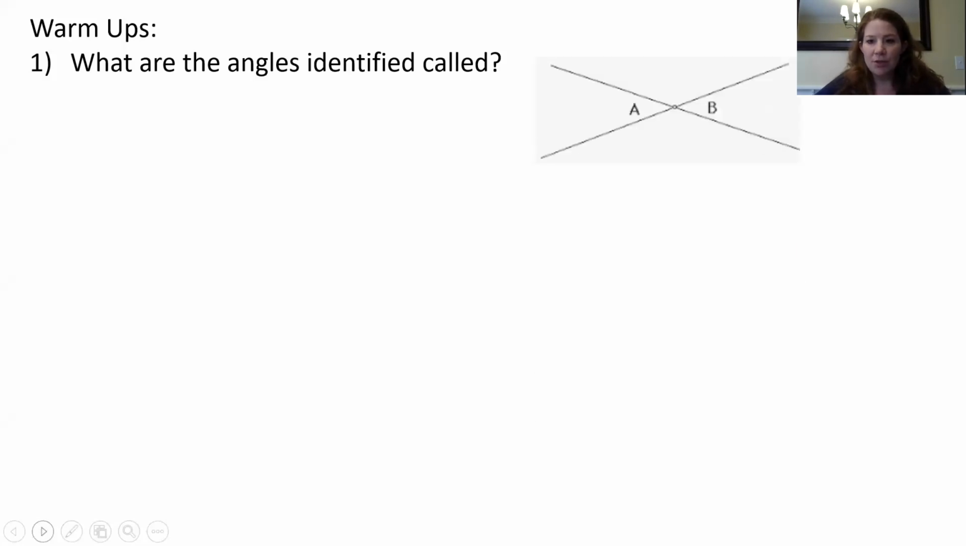They're across from each other. They are vertical angles, and vertical angles are congruent. Make sure you know that.